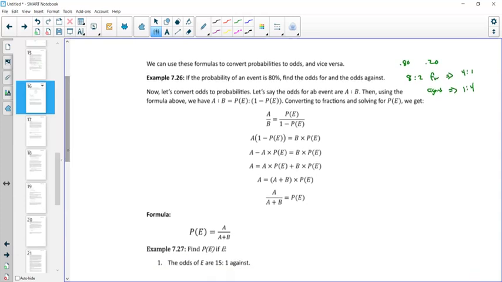We can also convert odds to probability. Let's say the odds for an event E are A to B. And using the formula above, we have A to B equals the probability of E to 1 minus the probability of E. Converting our fractions, we eventually get the probability of E equals A over A plus B. Okay? So there's our formula.